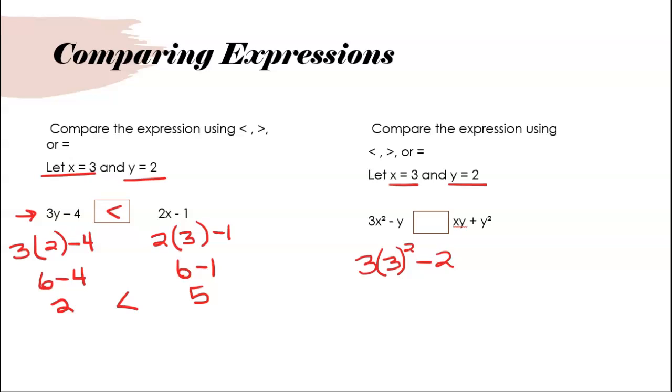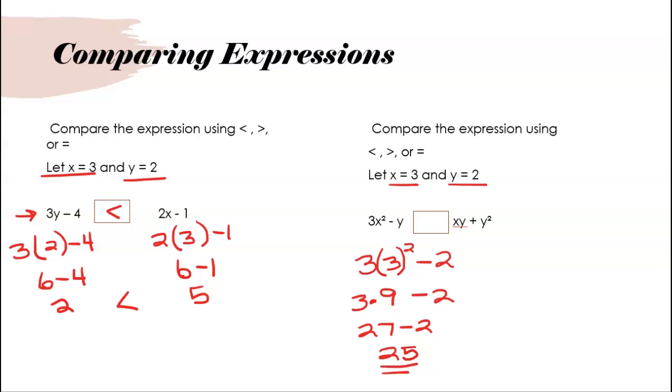So let's go ahead and do the math here. 3 squared would be 9 times 3 minus 2. Now we have to multiply before we can subtract. So 3 times 9 is 27. 27 minus 2 is 25. Alrighty? So we have 25 on the left.